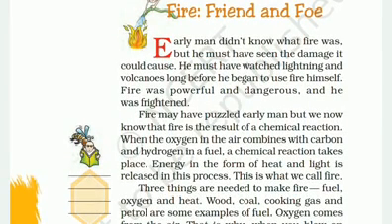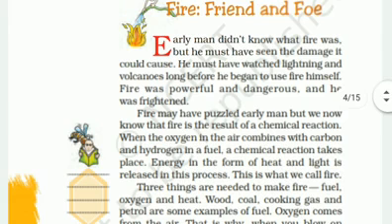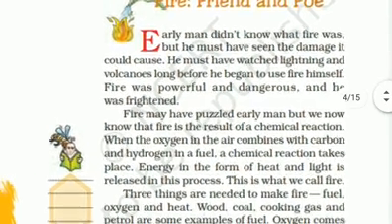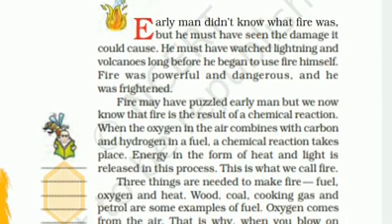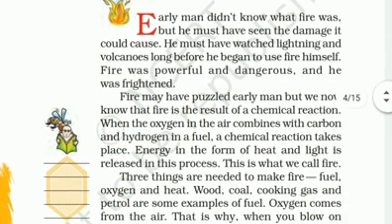Early man didn't know what fire was, but he must have seen the damage it could cause. He must have watched lightning and volcanoes long before he began to use fire himself. So before discovering fire, the ancient people, early man, must have seen lightning and volcanoes. So they must have known the damage of fire. Fire was powerful and dangerous, and he was frightened. Here he means the early man, early people.